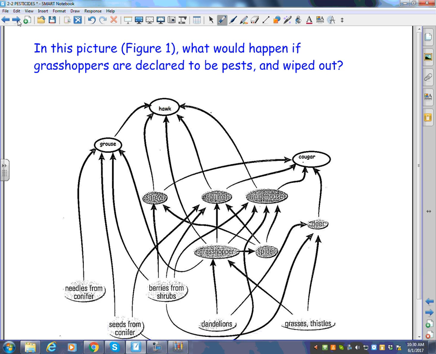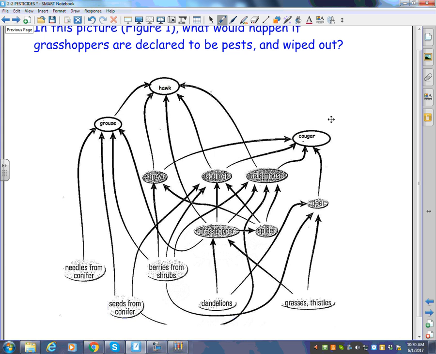In this picture here, what would happen if grasshoppers are declared to be pests and wiped out? And I know I did this the other day with you guys. So if we got rid of the grasshopper, what would happen? Well, that would be one less food source for the squirrels. No more food for the spiders. One less food source for the grouse. One less food source for the hawk, right? Any others? Oh yeah, field mouse. Any others there?